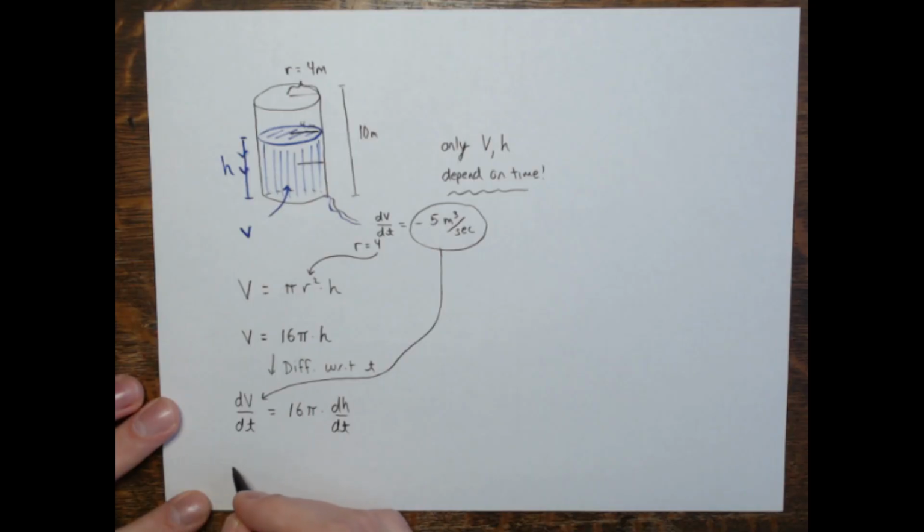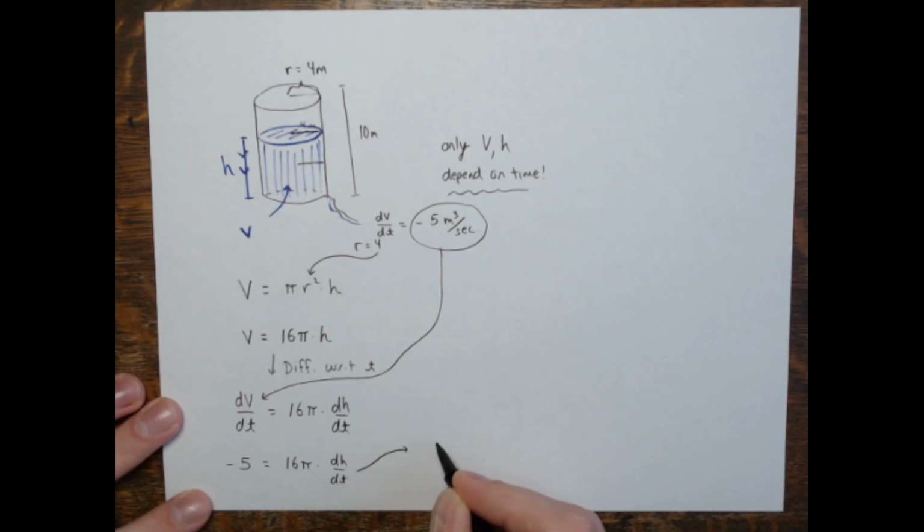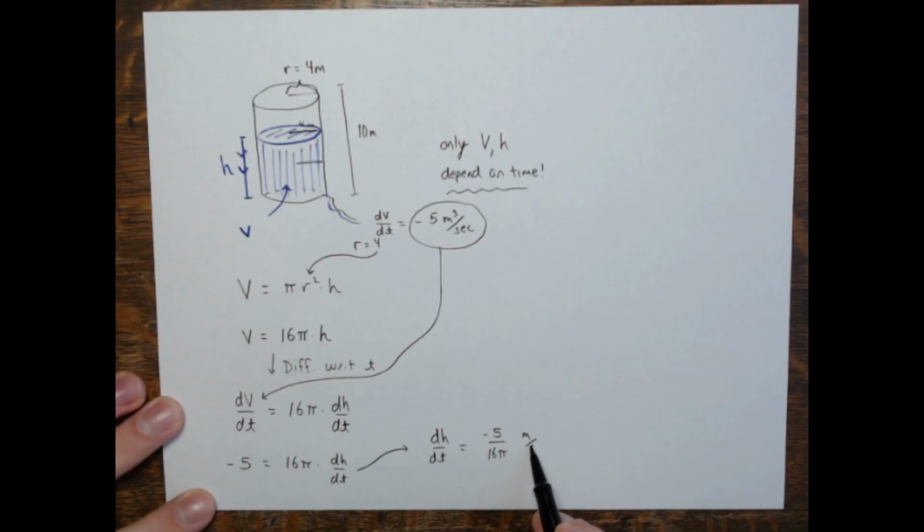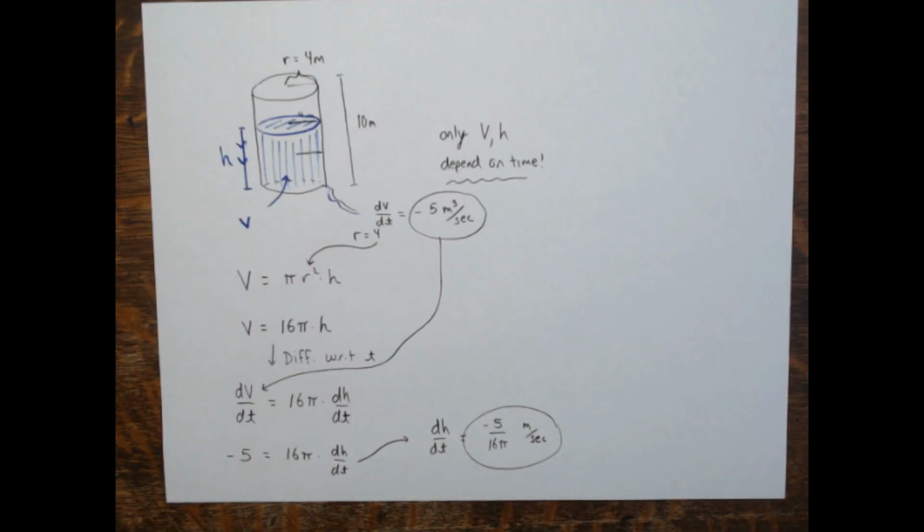So going to my specific moment, you got -5 on the left equals 16 pi times dH dt, or H prime, on the right. And so dH over dt, what they're looking for here, is -5 divided by 16 pi. And that would be height units over time units, right? So meters per second.